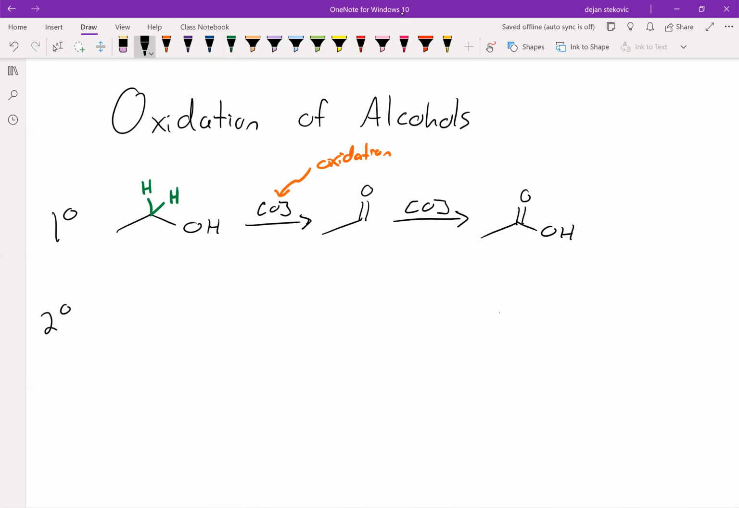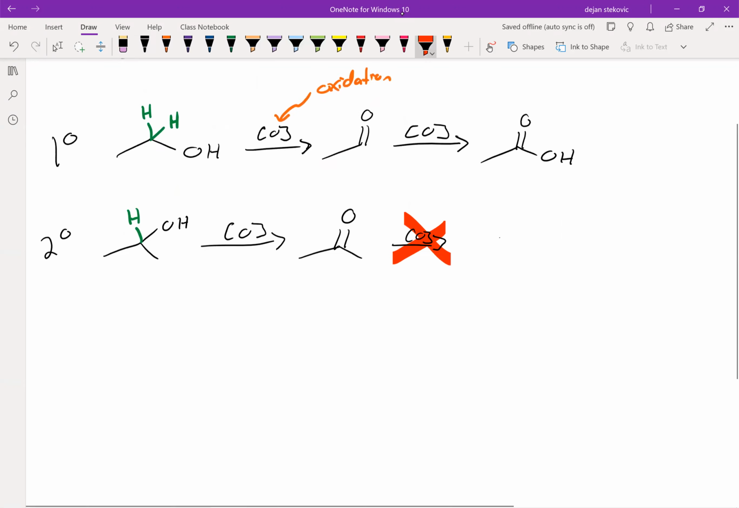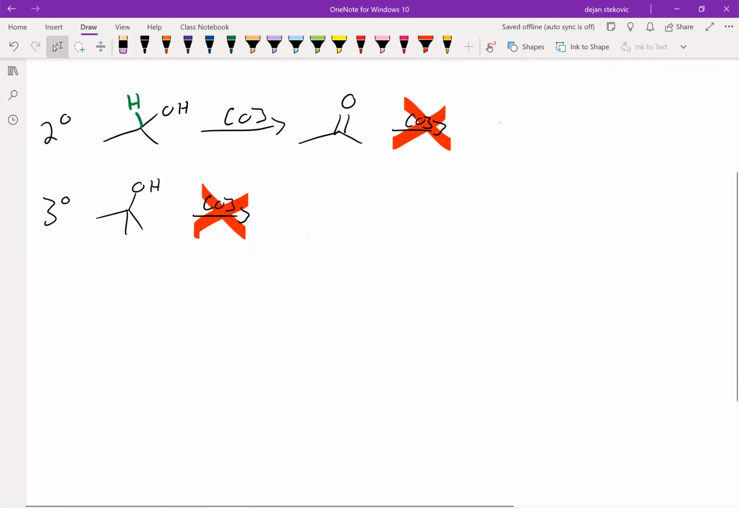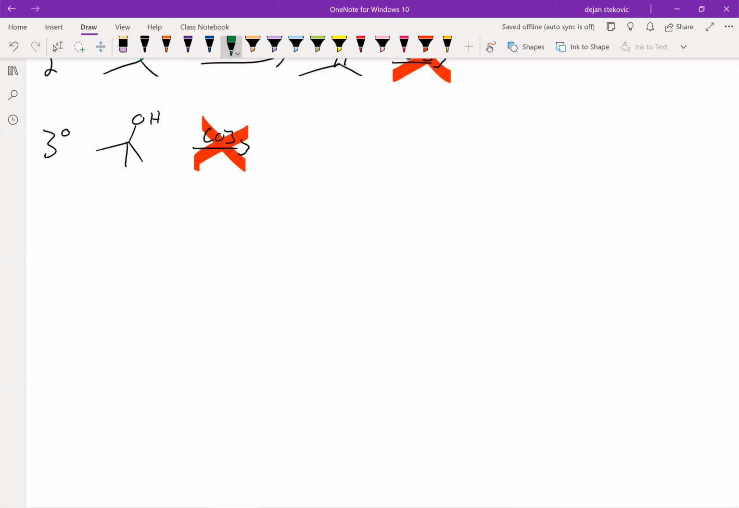If we have a secondary alcohol, such as this one right here, now we only have one hydrogen that we can oxidize away. And so we can convert this into a ketone, but we cannot oxidize any further. And then finally, if we have a tertiary alcohol, we cannot oxidize that at all, at least through any of the methods that we're going to learn. Obviously, there are methods out there. There's a whole bunch of different ways to oxidize compounds, and it depends on what you want to get, as well as the experimental conditions.